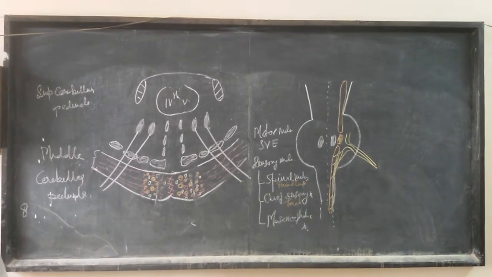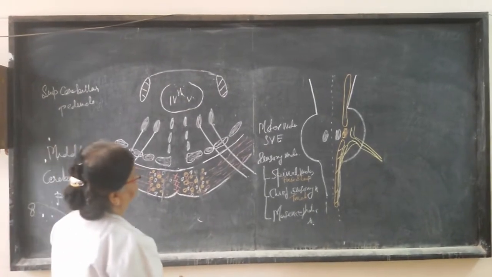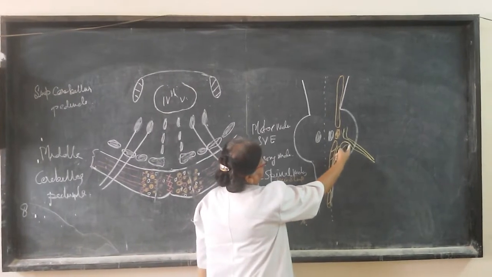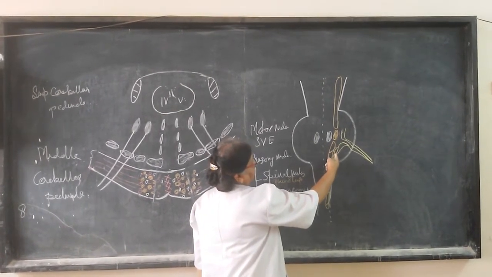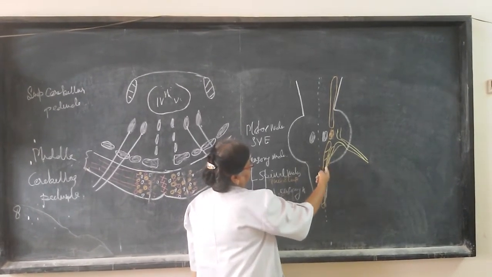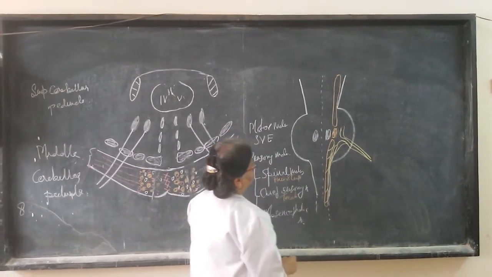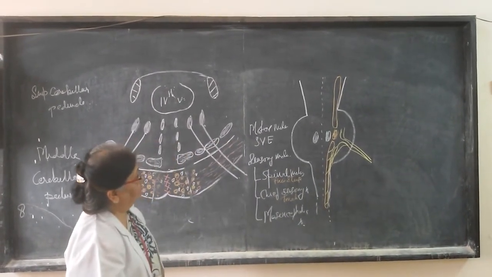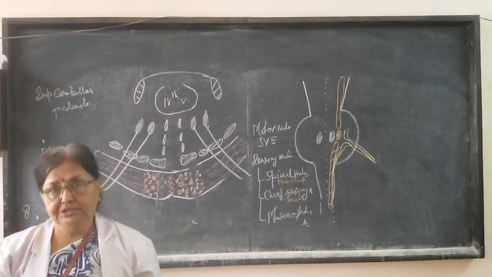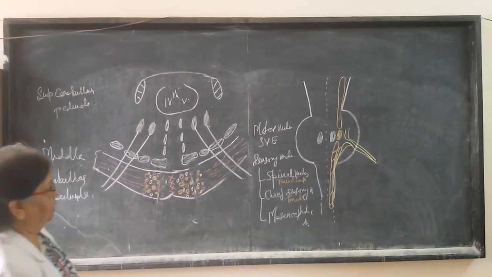Spinal tract, you have seen in many places in the medulla and also in the pons. These are the descending fibers, they are carrying pain and temperature sensation, and they terminate in spinal nucleus, and this bundle of fibers is known as the spinal tract. And pain and temperature sensation is coming from all the three divisions of the trigeminal nerve, the ophthalmic, maxillary and mandibular.